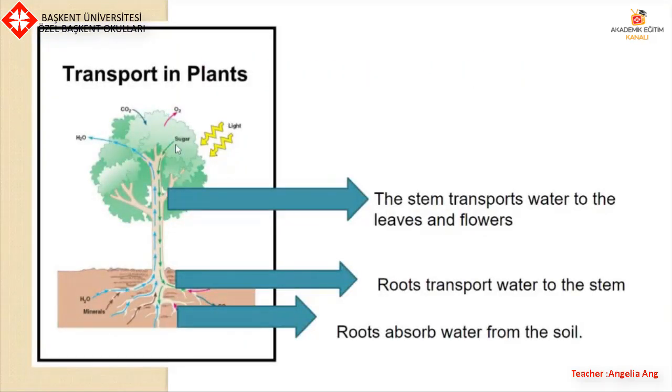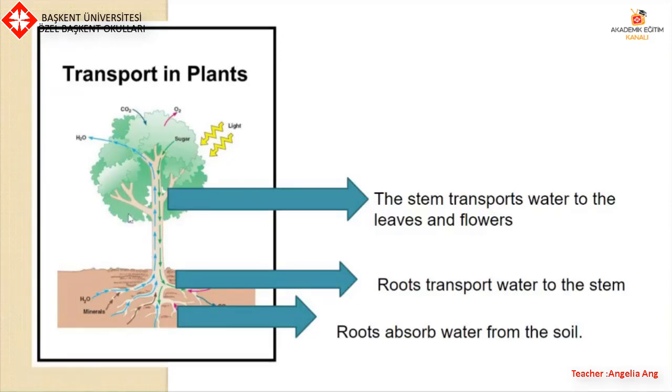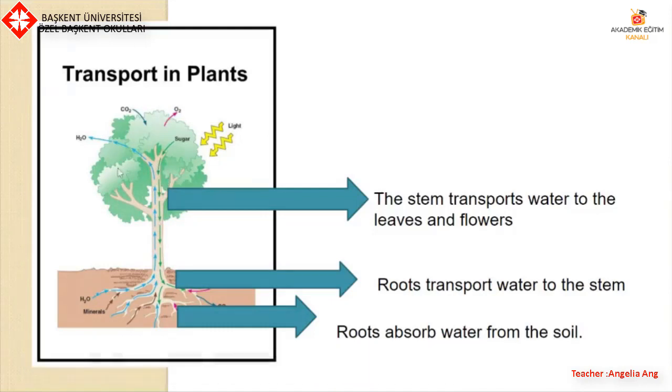Transport in plants. Look at the diagram here. This is how transport in plants works. First, the roots absorb water from the soil. Then, the roots transport water to the stem. Then, the stem transports water to the leaves and flowers.